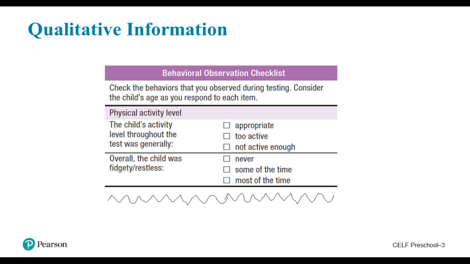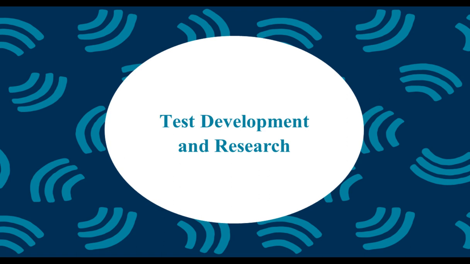Additionally, you can collect qualitative information by filling out the behavioral observation checklist. So you can document information on physical activity level, attention to task, response latency, level of interaction, etc. And this is just an opportunity to have your scores and your qualitative information all in one place.